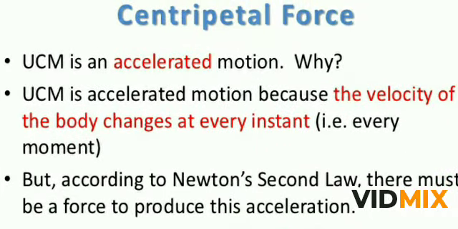Now what is centripetal force? UCM, uniform circular motion, is an accelerated motion. It is very important to understand this. And what is uniform circular motion? It is that circular motion in which the speed remains constant and the direction changes continuously. The value of velocity remains the same, that is speed, and the direction of the body changes continuously. So uniform circular motion is an accelerated motion because the velocity of the body changes at every instant. At every point the direction of the particle changes.